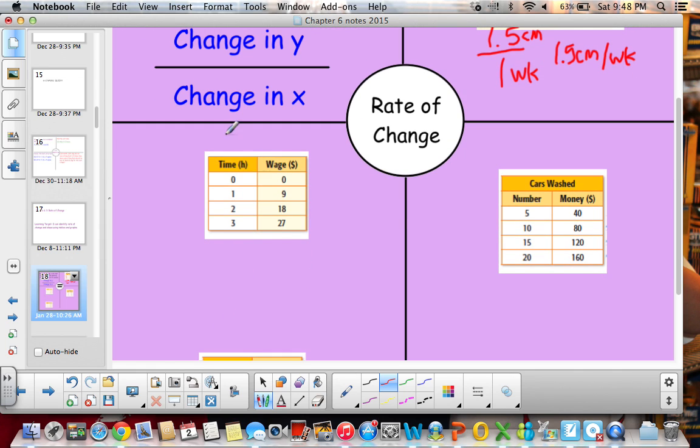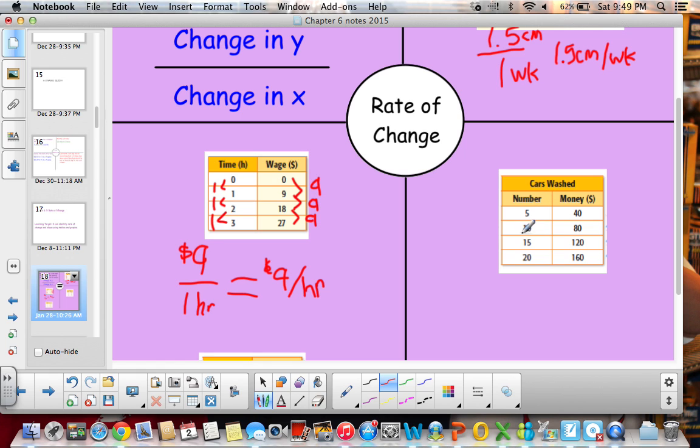All right, so we're going to do the same thing with time and wage. Here, our change, we can see from 0 to 9 is 9. 9 to 18 is 9. 18 to 27 is 9. And then here, again, we're going up 1, 1, and 1. So we have $9 over 1 hour, which can be rewritten as $9 per hour. So the rate of change is $9 per hour. It's telling us for every hour this person is making $9.